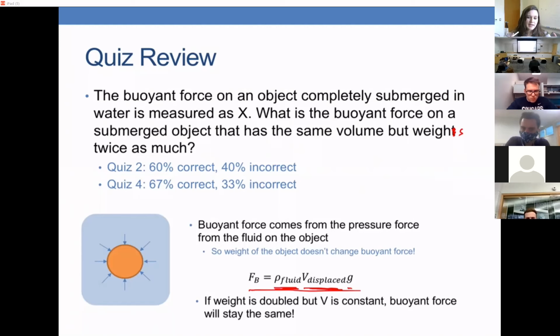And that is what I was trying to teach with this problem. Does anyone have any questions about why that is or this concept?